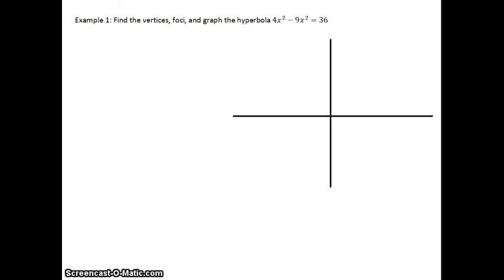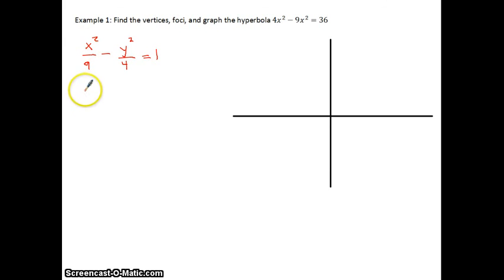We want to find the vertices, foci, and graph the hyperbola. Well, first of all, we need to put this in the form of a hyperbola, and so that means that we need to divide everything by 36 so that we have a 1 to the right of the equation there. So here we have the equation of our hyperbola, and we want to graph this. We also want to identify the vertices and foci. I believe that it's easier to identify the different parts of the hyperbola after we come up with a picture, an illustration that helps us to understand things.